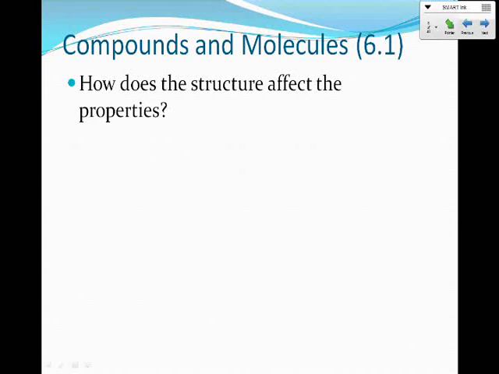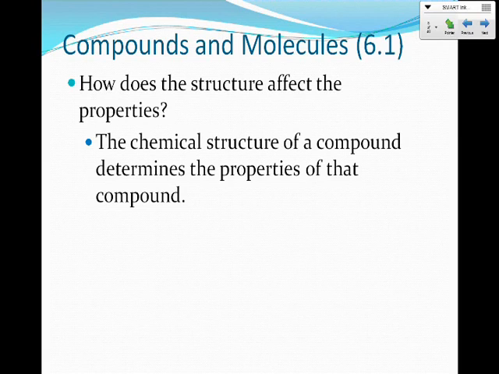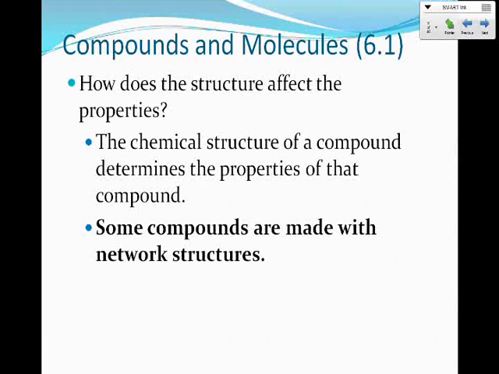Now, we've talked about how compounds have chemical structures. So how do these structures affect the actual properties of the compound? This is actually what determines the properties and tells us how a compound is going to act. And some of these compounds are made of network structures. There are three types of structures we're going to discuss: network structures, bonded ion networks, and molecular structures. Those are the three types of structures.